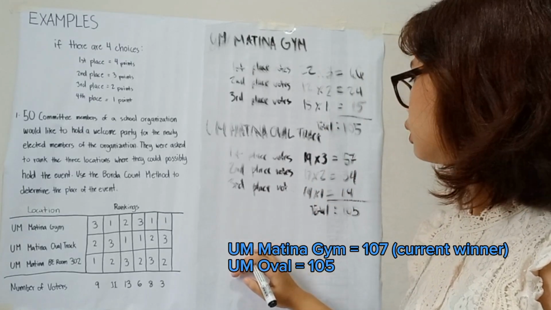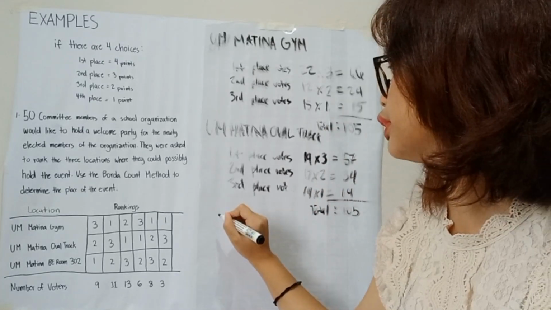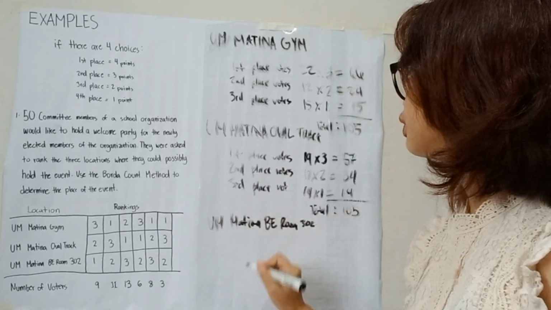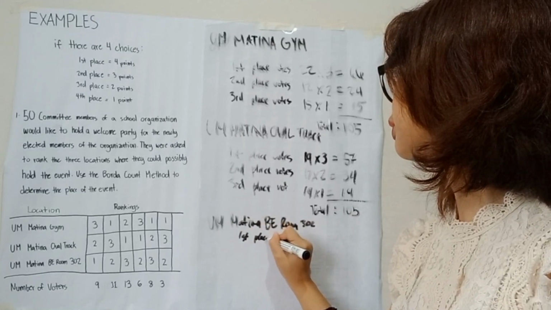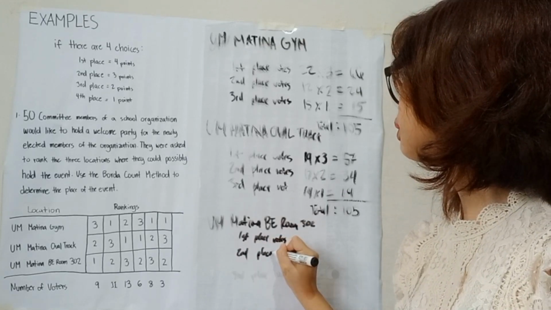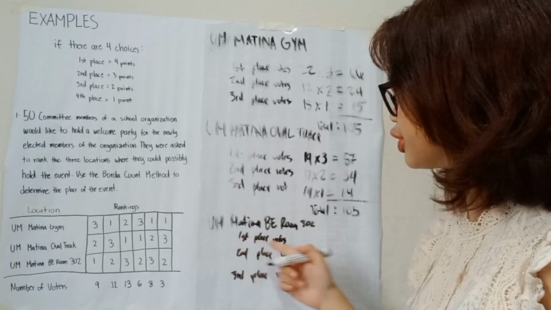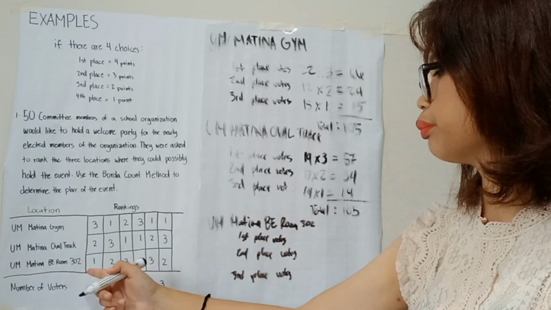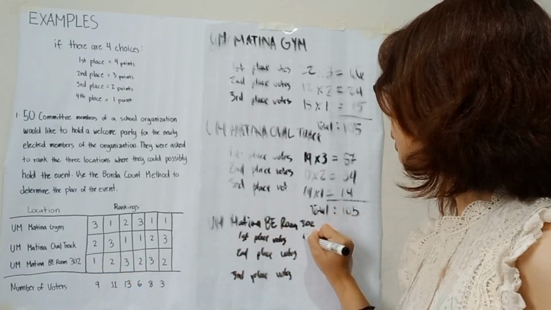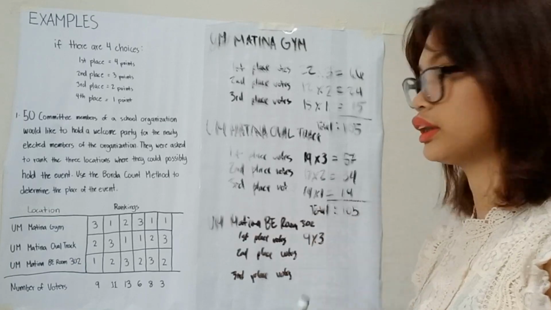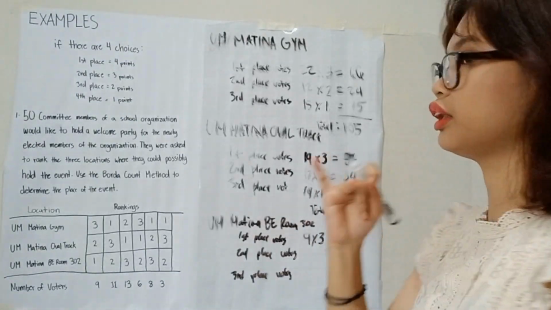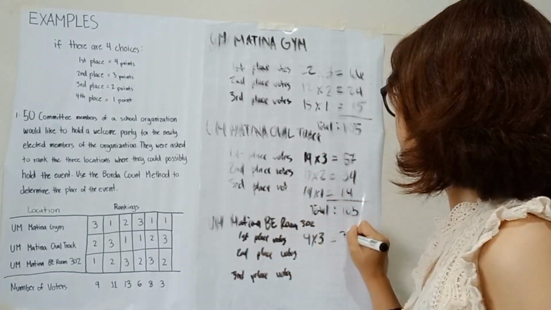Next we have the Matina PE room 302. So first place votes, second place. So for the first place votes, let's see, we have ranking 1 only for 9 voters. So 9 times 3, since it's the greatest or the maximum points for the first place. So 9 times 3 is 9, 18, 27 points.